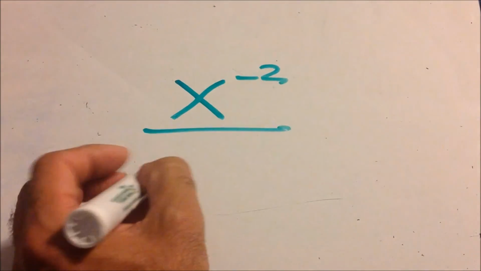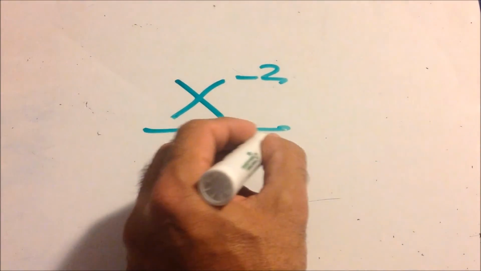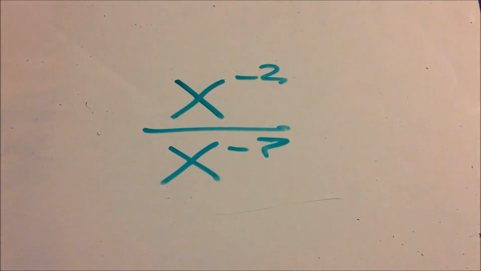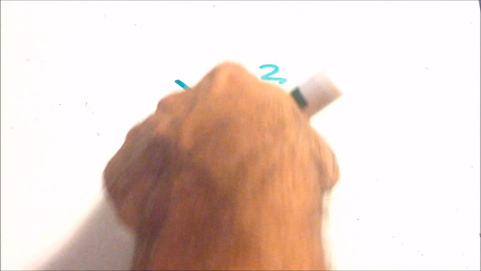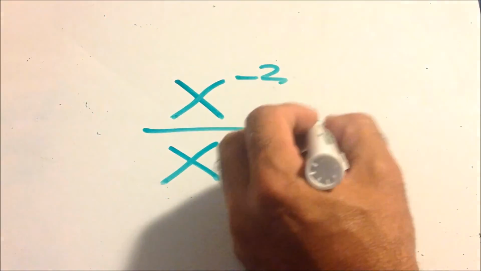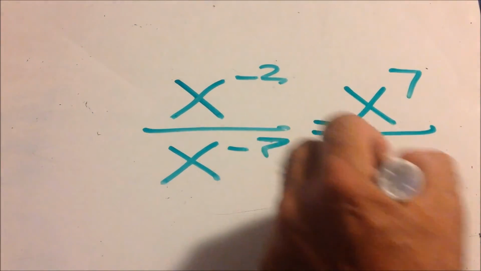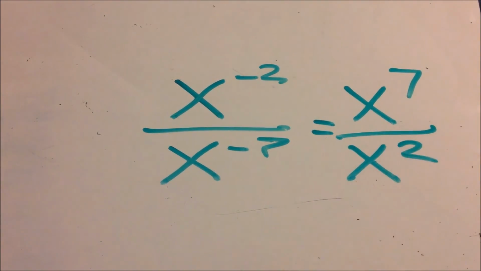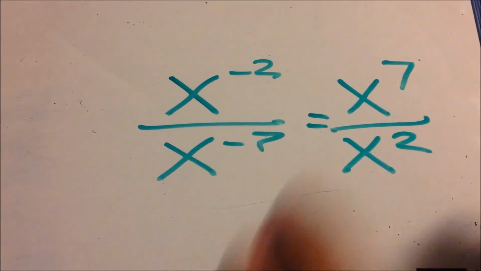So what do you think this answer would be? Let's say I had x to the negative second over x to the negative seventh. Negative second goes to the denominator. Negative seventh goes to the numerator. There we go. Okay, great job.